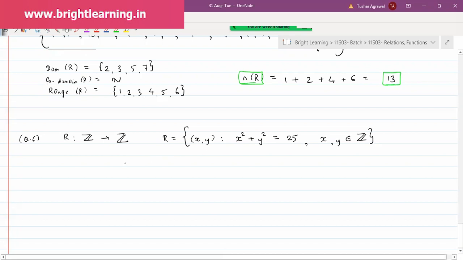The same thing. Find domain. Range. And there is a very high chance that you will commit a silly mistake.